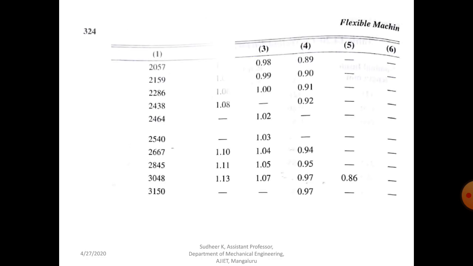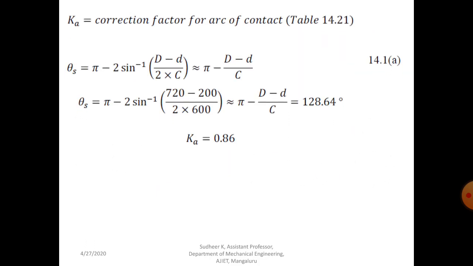This is a continuation of the table. The standard value is 2667. So you have to consider the fourth column, which is for C cross section, so that's why the value is 0.94. Now after this you have to find out one more factor, that is the correction factor for arc of contact.